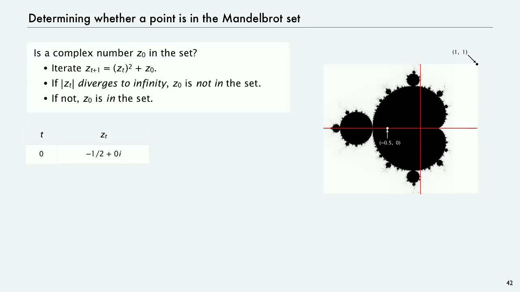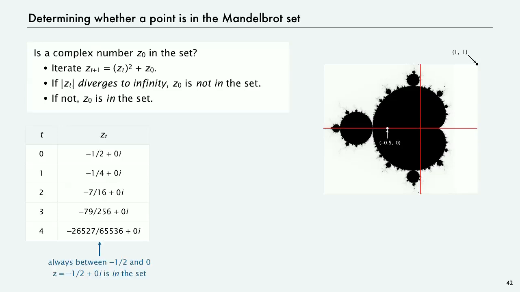So for example, if we take our minus 1/2 plus 0i point, and we keep iterating, and we can do the calculations, but we'll do a simpler one in a minute. In this case, it turns out to be always between minus a half and 0. And we can prove that, and that means that that point is in the set, does not diverge to infinity.